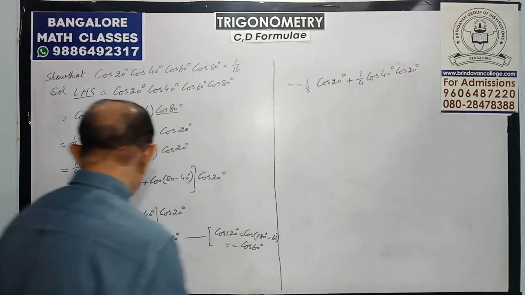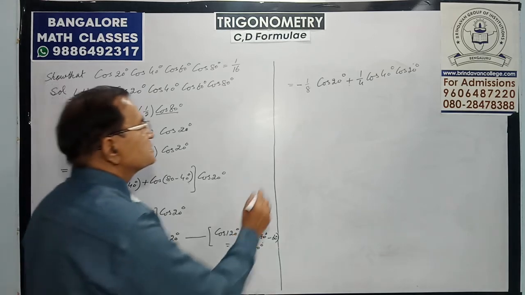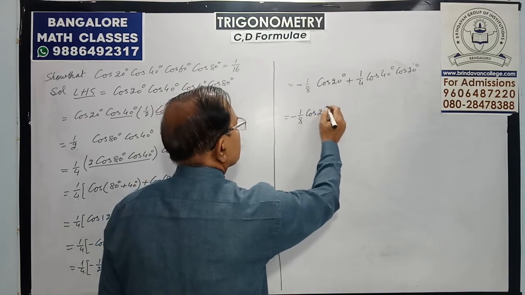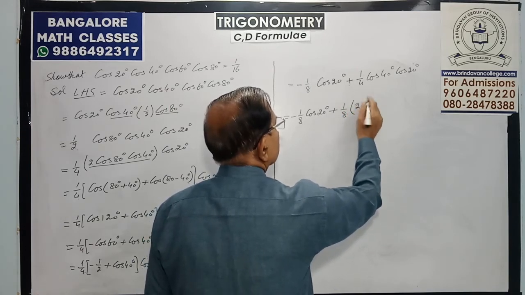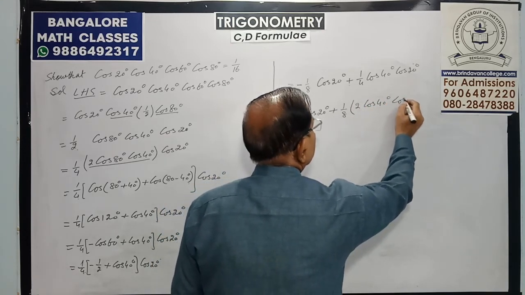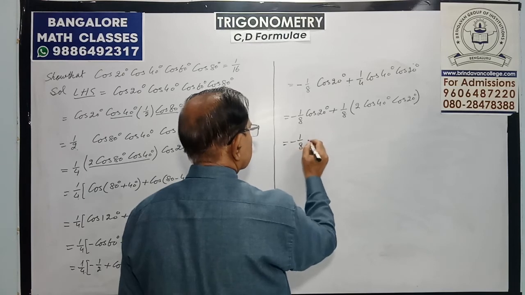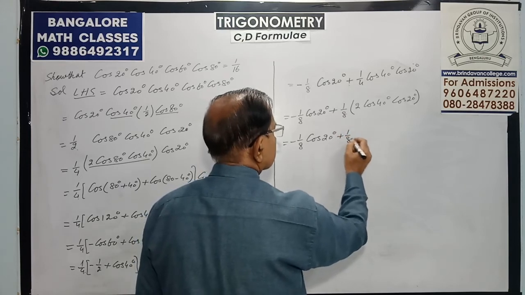See this line. Minus 1 by 8 into cos 20, 1 by 4 cos 40 cos 20 equals minus 1 by 8 cos 20 plus, divide by 2 and multiply by 2. So we will get 1 by 8 and 2 cos 40 cos 20, minus 1 by 8 cos 20, 1 by 8.